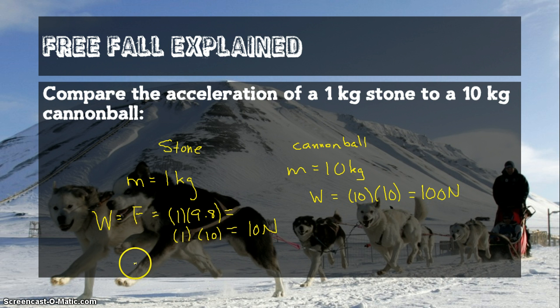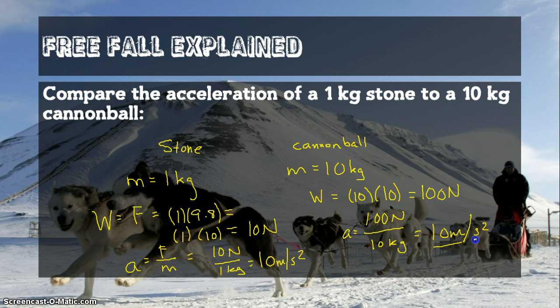Recall that acceleration is equal to the force divided by the mass. So the weight, 10 newtons, divided by the mass, 1 kilogram, equals 10 meters per second squared. The weight here, 100 newtons, divided by the mass, which is 10 kilograms, gives us, lo and behold, 10 meters per second squared. Both of them giving us a result of g. Thus, the stone will accelerate at the same rate as the cannonball.